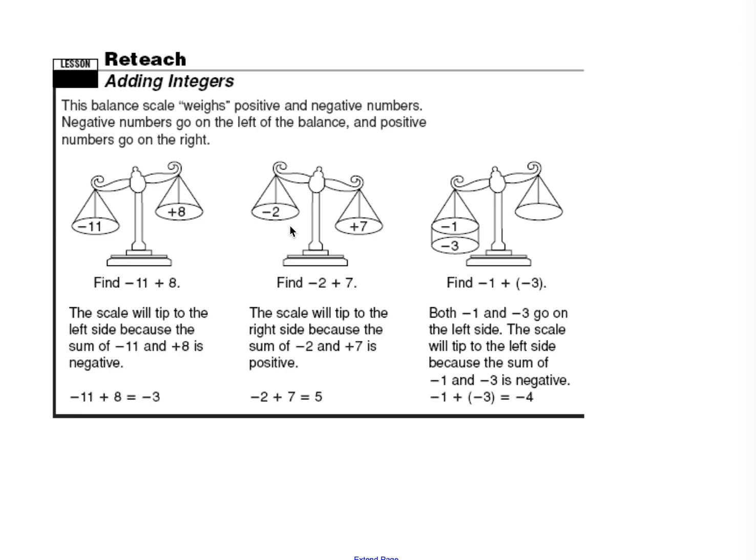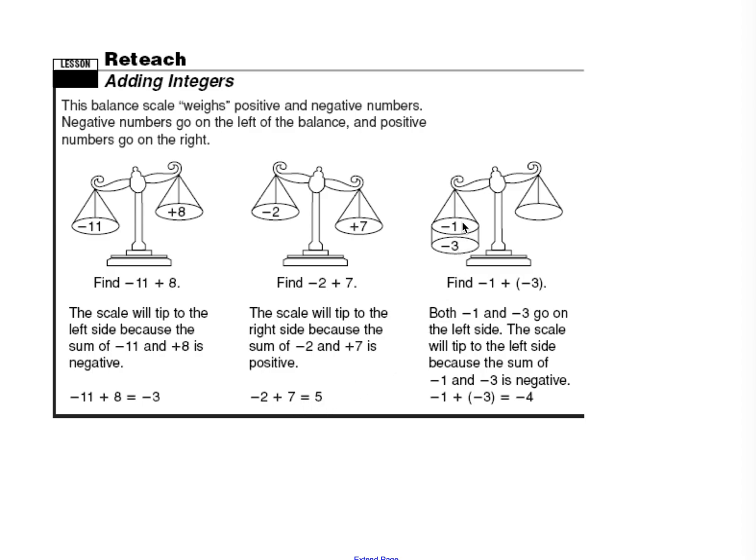On the next one, I have negative 2 plus 7. So I have more positives here. But because I have weights on both sides, again, I've got to subtract to find my answer. So I'm doing 7 minus 2 is 5. More positives, answer is positive. So negative 2 plus 7 is going to give us an answer of 5.